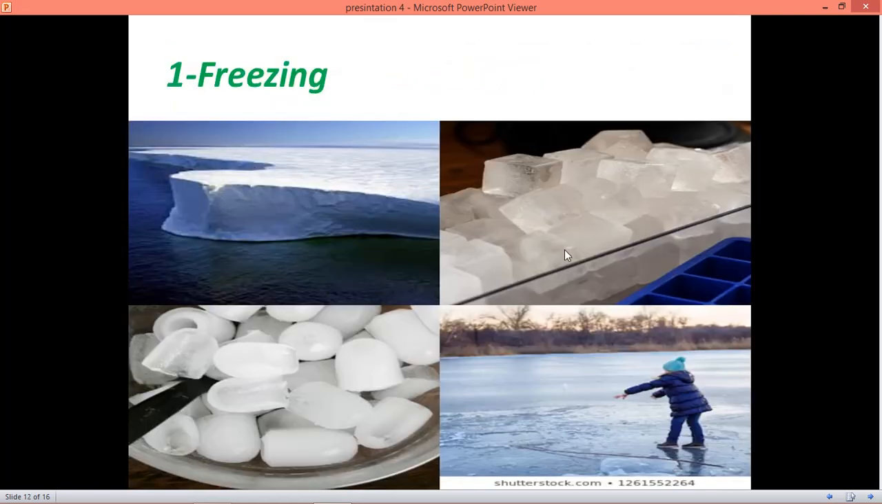Look at this picture. We have freezing water like ice cubes. When we put a glass of water inside the freezer of a refrigerator, after at least 2 hours, we will get a glass of ice, like this picture. And look at this picture. This is mountain ice.